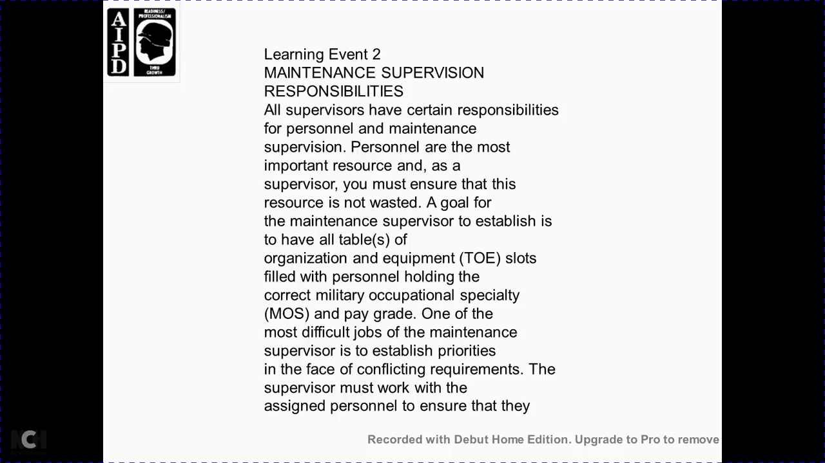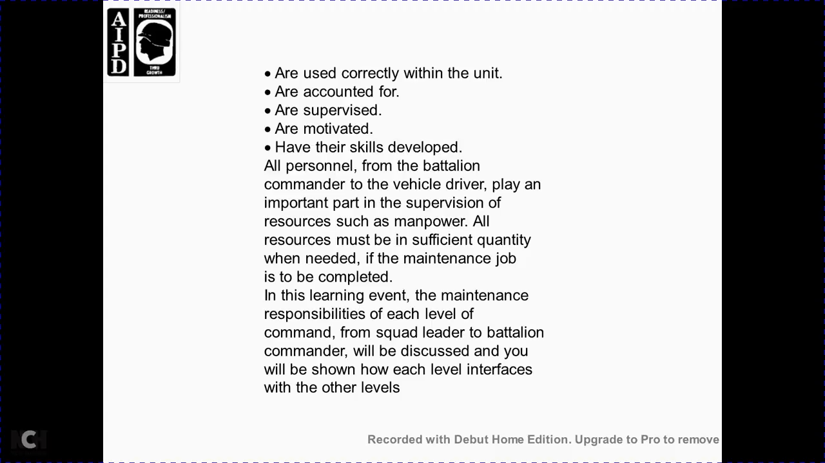One of the most difficult jobs of the maintenance supervisor is to establish priorities in the face of competing requirements. The supervisor must work on the assigned personnel to ensure that they are used correctly within the unit, are accounted for, and are motivated and have their skills developed. All personnel, from the battalion commander to the vehicle driver, play an important role in supervision of this manpower resource. All resources must be in sufficient quantity when needed if the maintenance job is to be completed.